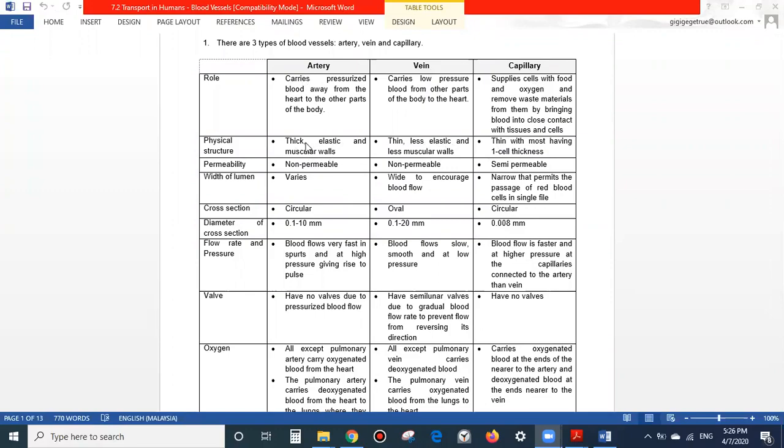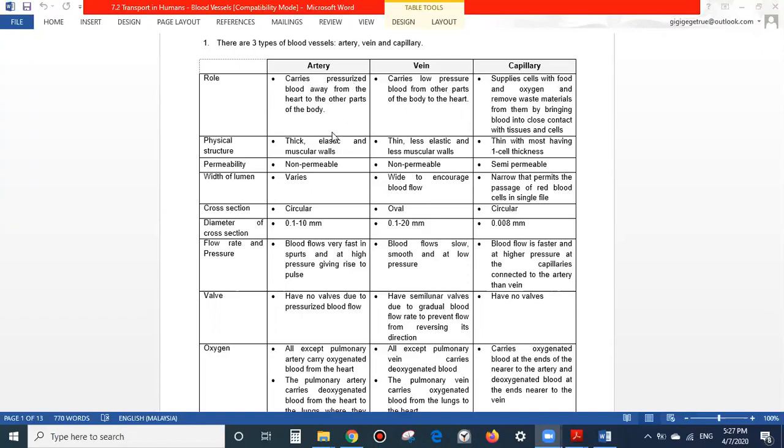Why does artery need to be thick and have a large amount of muscular wall? Because you need to carry pressurized blood. Pressurized blood has high blood pressure. That means it has high force passing through it. So if it is not thick, you end up bursting. If it is very thin, due to high pressure, it will burst. For vein, it is less thick because after all, it is carrying low pressurized blood, so there is no need for it to become thick.